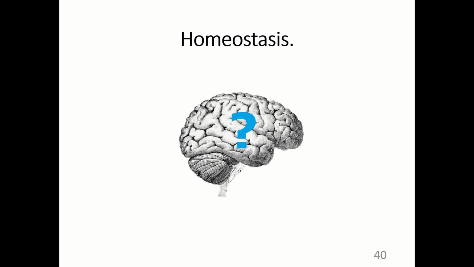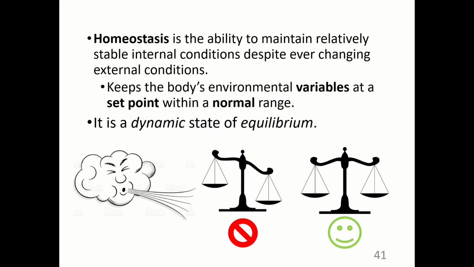Homeostasis. This is our first physiological discussion. Everything with the anatomic terminology was anatomy. Now let's look at some physiology. So homeostasis is the ability to maintain relatively stable internal conditions despite ever-changing external conditions. This keeps the body's environmental variables at a set point within a normal range. It is a dynamic state of equilibrium.